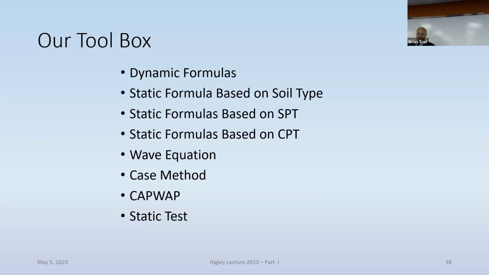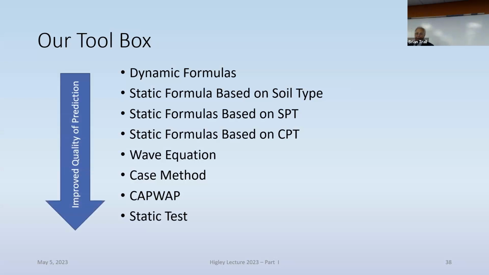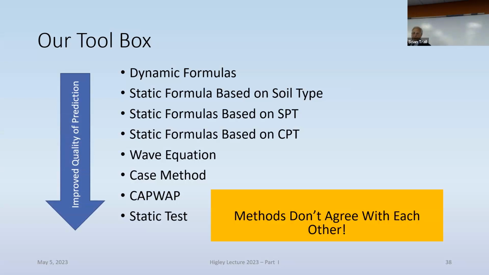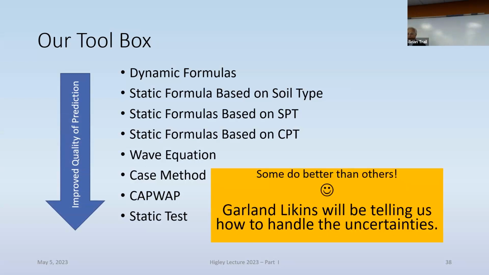We have all these different methods that I discussed kind of real quick, and they are cheap from the top down to the bottom, where they are much more expensive. And the quality, of course, improves with cost, and none of them agrees with each other. So what do we do? Garland Likins will tell you what to do about that. He will solve the problem finally.